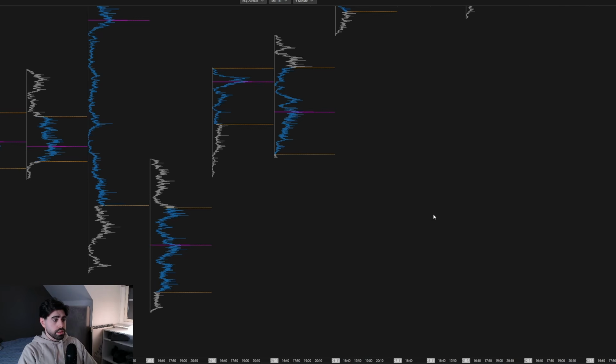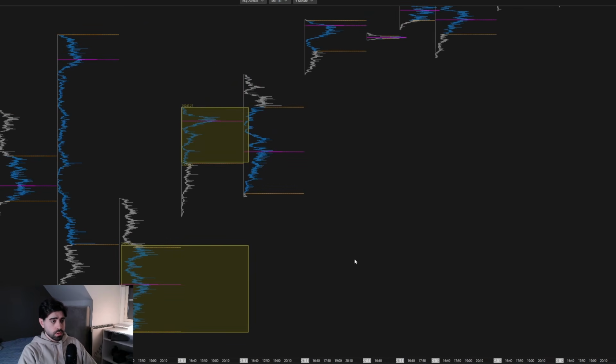Alright, how do we find daily bias? Super simple. We just try to look at the value areas. You try to track them and see if we shift lower or higher. If we shift higher, we are bullish. If we shift lower, we are bearish.